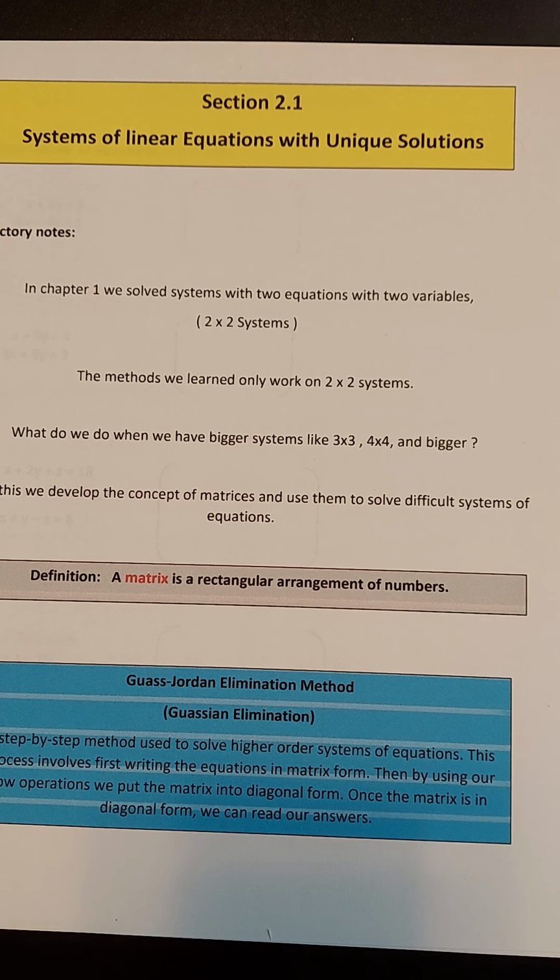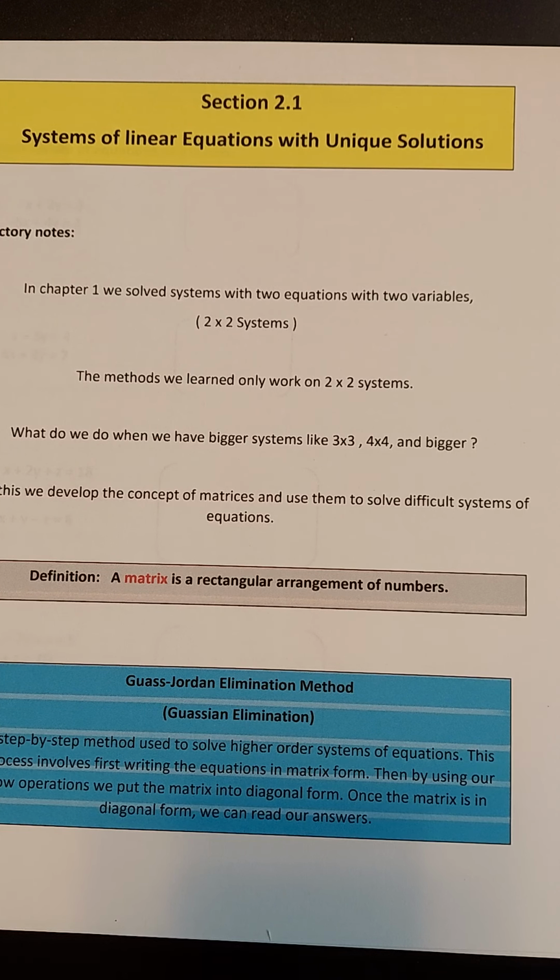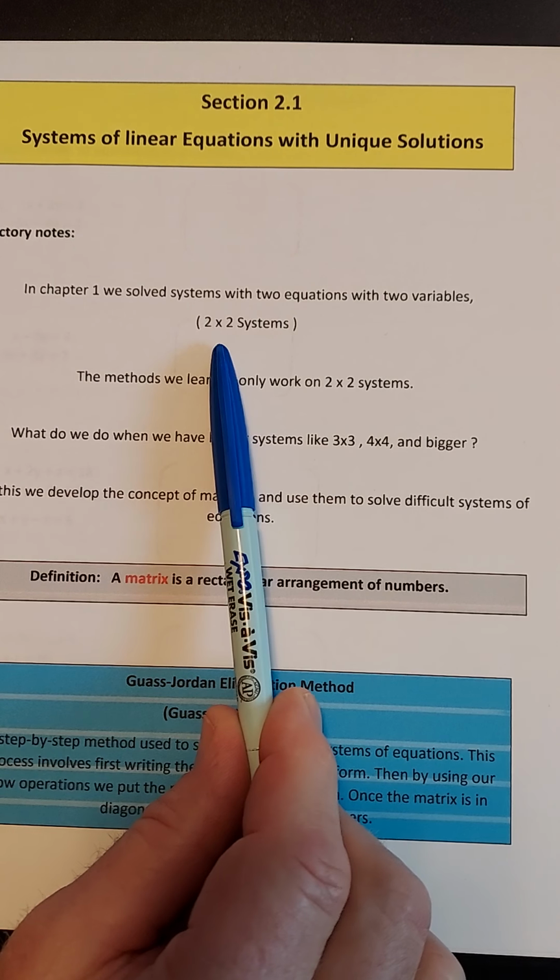I showed you a variety of methods in chapter 1 on solving systems of equations. We use the y equals method, we use graphing, we use substitution, and we use linear combinations. Each one has an advantage at times over the others, and the trick is knowing which ones to use. Now, everything I've shown you so far involved a 2 by 2 system.